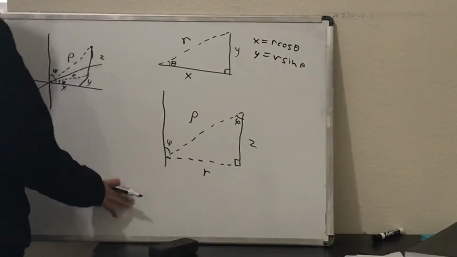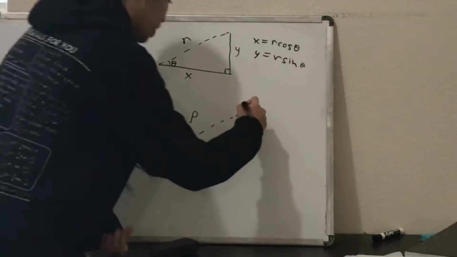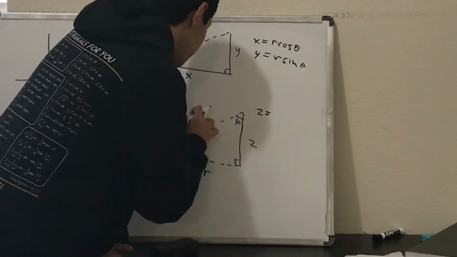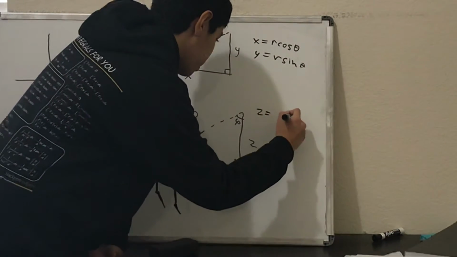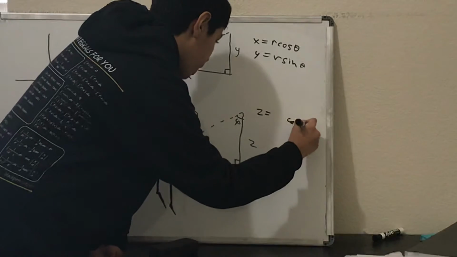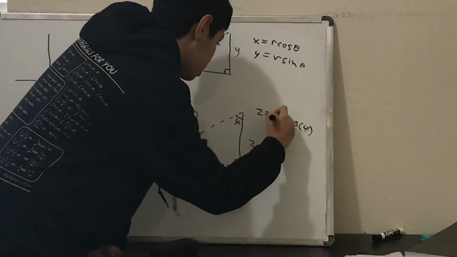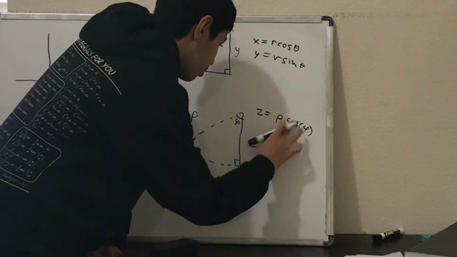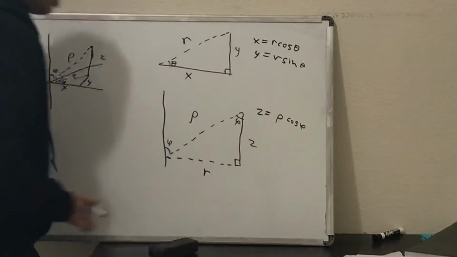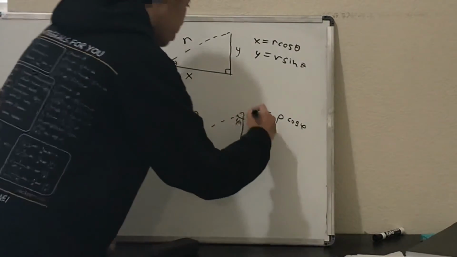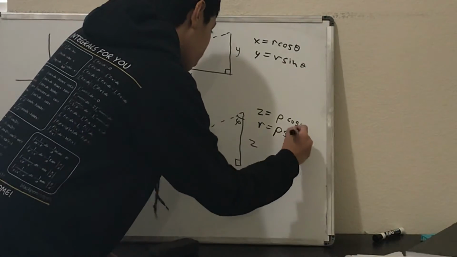So let's see. We can find z in terms of rho and phi. So let's see. It'll be cosine phi. That'll be z over rho. So it'll be rho cosine phi. Okay. Now let's find r. R is going to be rho sine phi just by SOHCAHTOA.